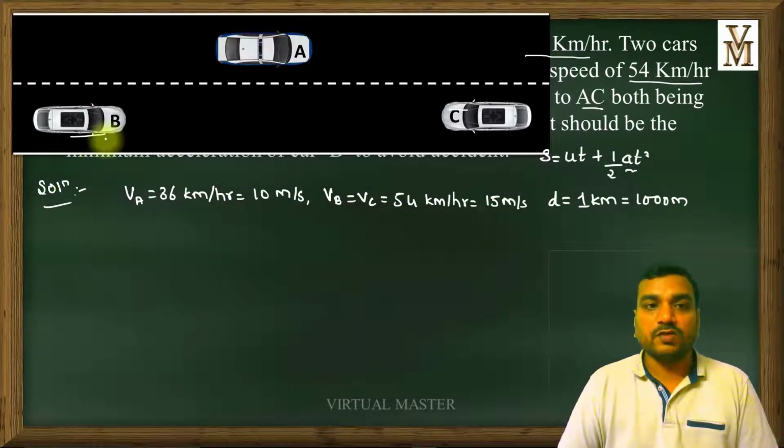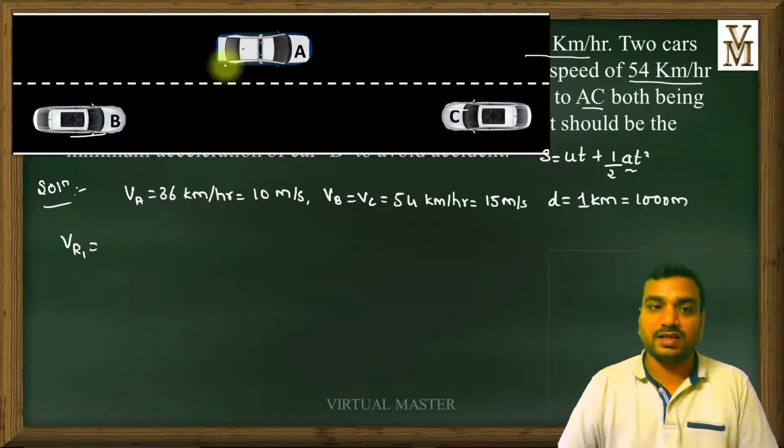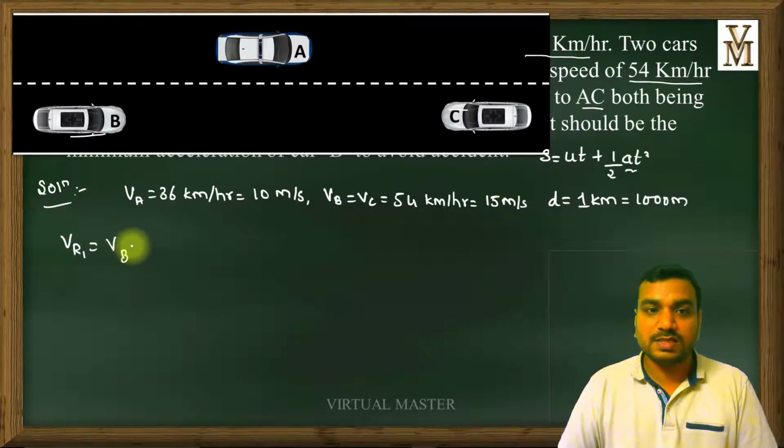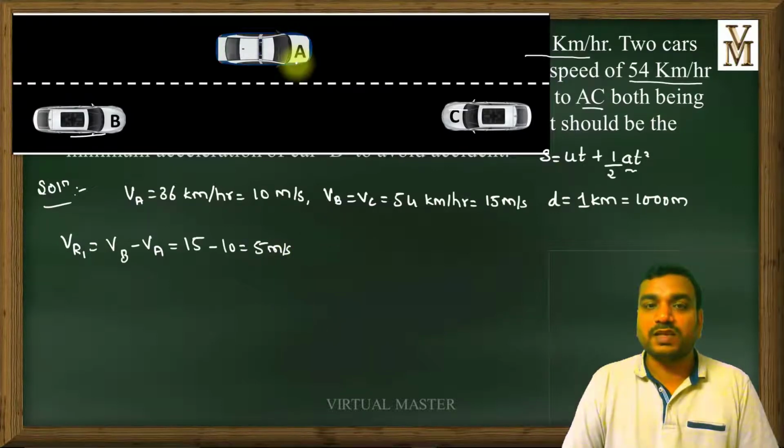So the relative velocity of car B with respect to car A, I will call it VR1, will be equal to, since car B and car A are traveling in the same direction, the difference of velocities between car B and car A, that is VB minus VA. VB is 15 meter per second, VA is 10 meter per second, so it will be equal to 5 meter per second. Now let us find the relative velocity of car C with respect to car A.